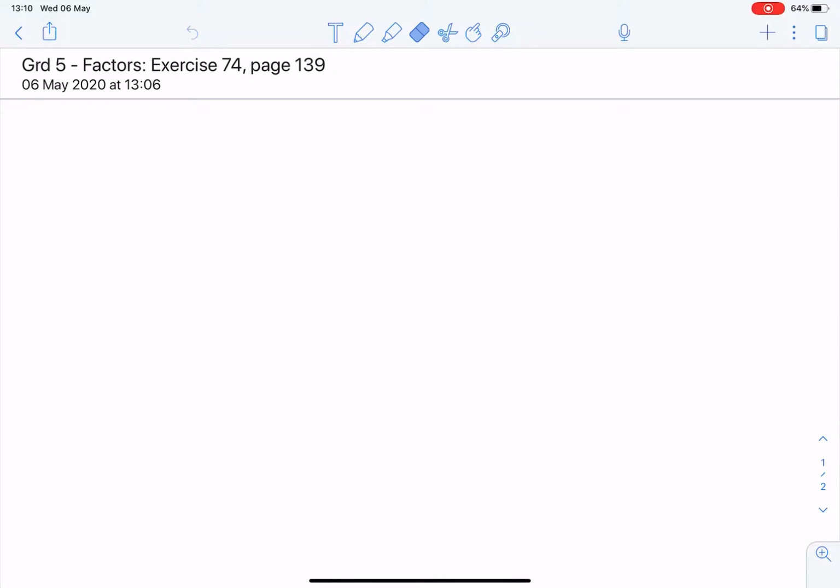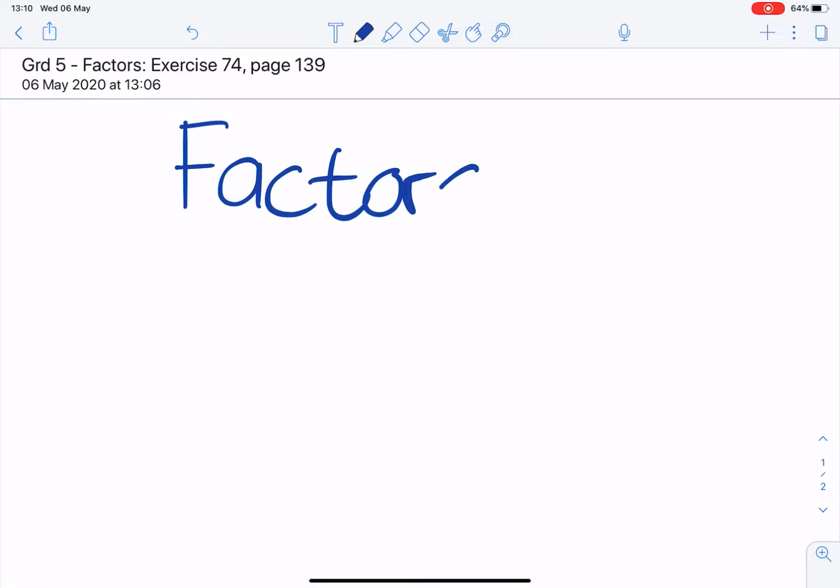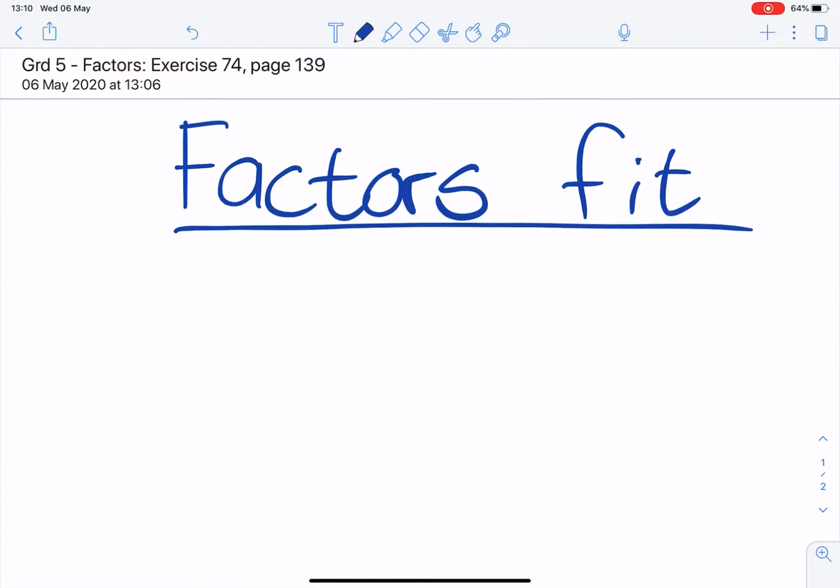We have finished the section on measurement for now. We're moving on to a new section called factors. Now, one thing we need to remember about factors is that they fit. Factors fit. They fit perfectly with no remainders. And your times tables that you've been doing since you were in grade 1 are factors. Let me show you why.